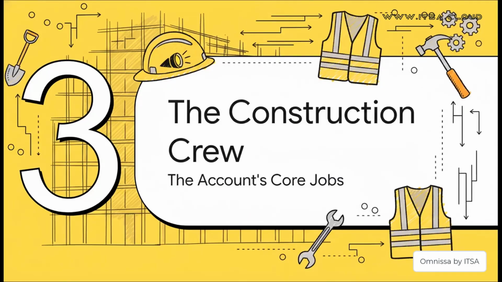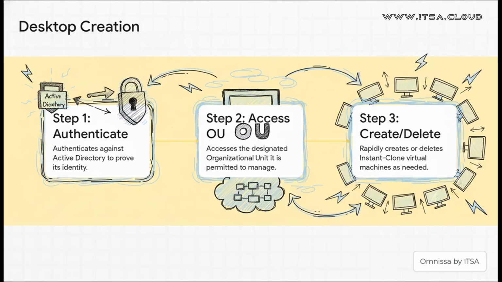All right, so we've met the architect, we've seen the blueprints. Now let's head over to the construction site and see what this crew actually does. What are the day-to-day jobs that these accounts are performing? So here's one of its biggest jobs in action, spinning up virtual desktops whenever they're needed. It's a really simple, elegant process. First, the account proves its identity to Active Directory, shows its credentials. Then it goes to that specific digital zone it's allowed to work in, the OU. And finally, it gets to work rapidly creating or even deleting virtual machines as users need them. I mean, this is the kind of automation that saves IT teams an unbelievable amount of time.